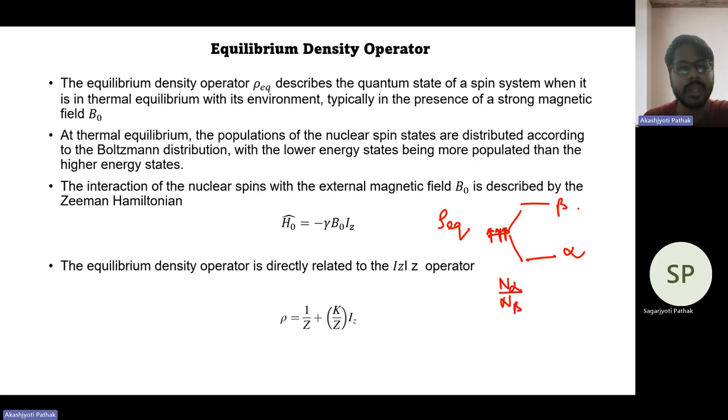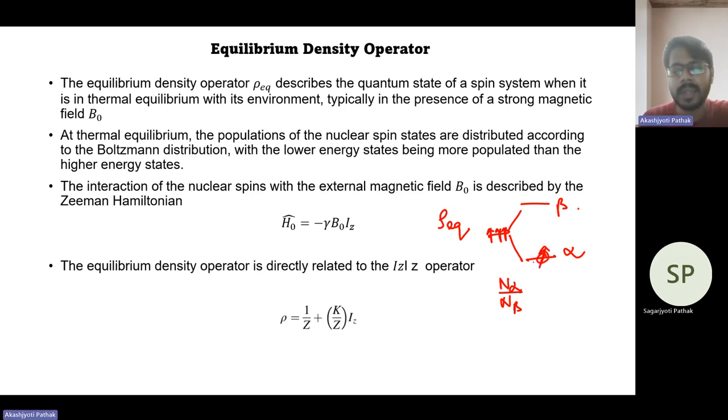Now, the interaction of the nuclear spins with the external magnetic field. When the nucleus is spinning, it also has a magnetic dipole moment of its own, and this magnetic dipole moment results in the formation of a magnetic field.